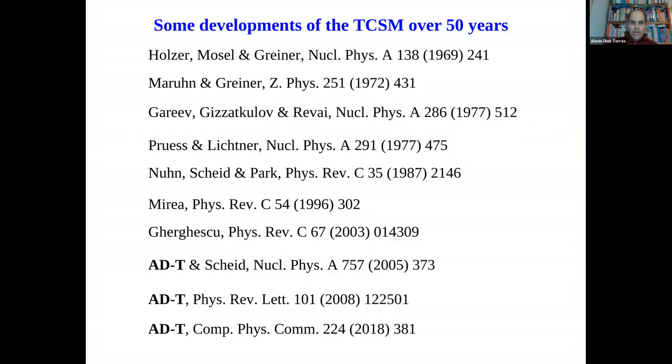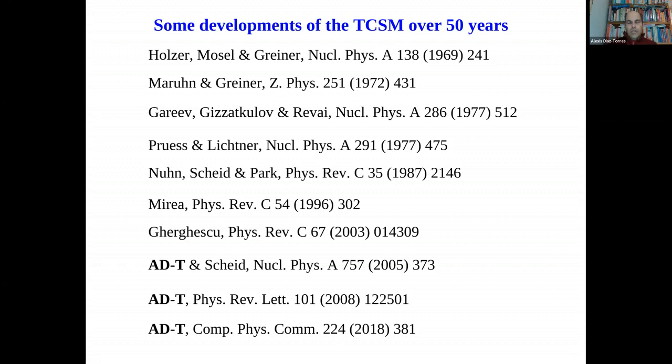The concept was introduced in practice in heavy ion physics in the late 60s, by the work of Holzer, Mosel, and Greiner. At that time the concept was applied to fission, to understand microscopically the origin of the asymmetric fission yields due to shell effects. Because before that, the description was mainly based on liquid drop ideas.